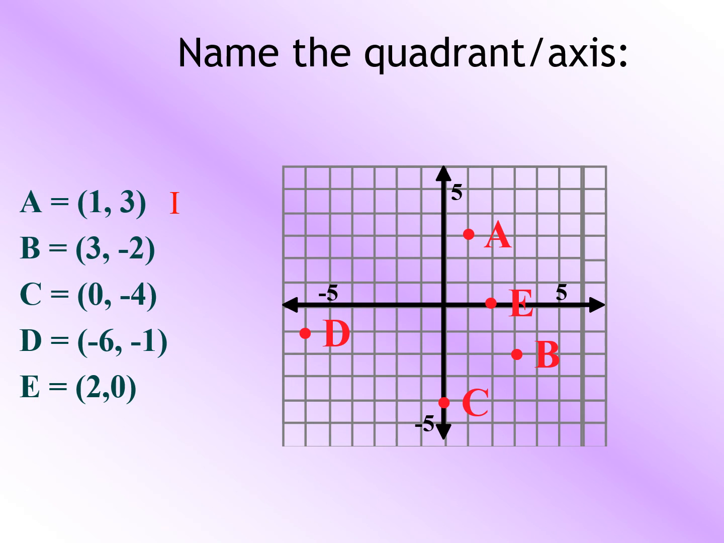Now let us name the quadrant where each point lies. Point A lies in quadrant 1, point B lies in quadrant 4, and point C lies along the y-axis. It doesn't lie in any of the quadrants. Point D lies in quadrant 3 and point E lies along the x-axis. Please do remember that if the point lies along the y-axis, your x is 0. For the x-axis, your y is 0.